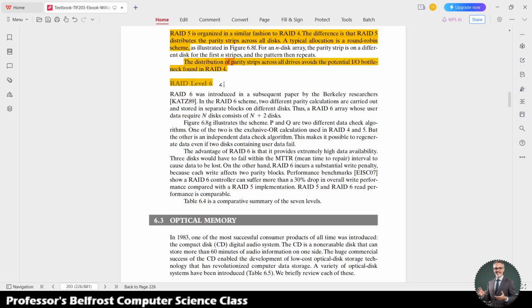Then we have RAID level 6. With RAID level 6, two different parity calculations are carried out and stored in separate blocks on different disks. So a RAID level 6 array whose user data requires N disks actually consists of N plus 2 disks. The advantage of RAID level 6 is that it provides extremely high data availability. Three disks would have to fail within the MTTR, or mean time to repair, interval to cause the data to be lost. So with RAID 5 and RAID 6, the RAID performance is comparable.